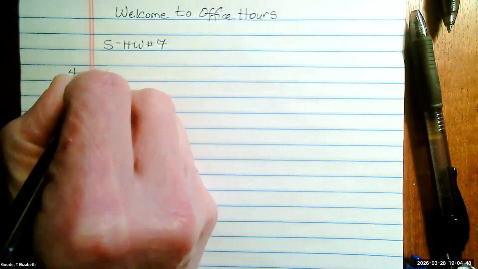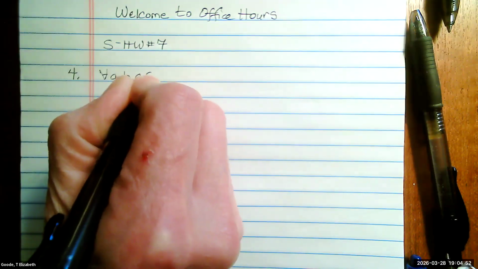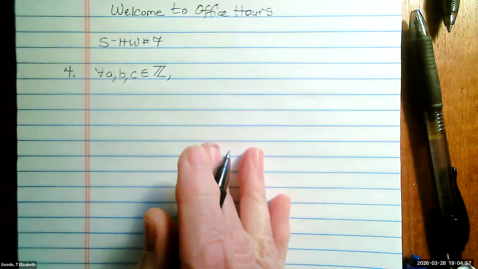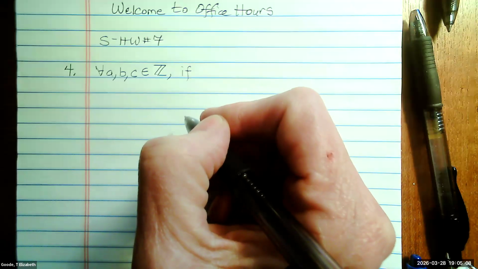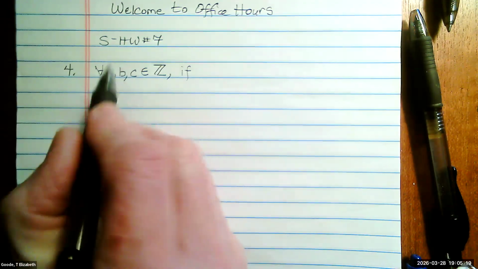It says for all A, B, and C in the integers. You read the rest of it to me. Okay. For all A, B, and C in the integers, if A is not divisible by 2B plus C, stop. Let me help you. Hang on. I got to turn on closed captions. Okay, let's try again.